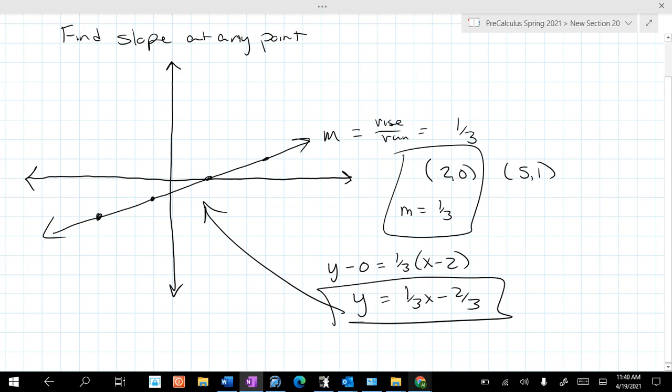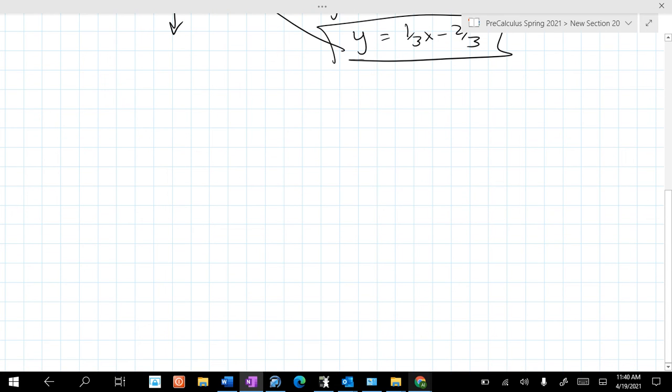That's like algebra. So now what we're going to do is look at a problem that looks like this.